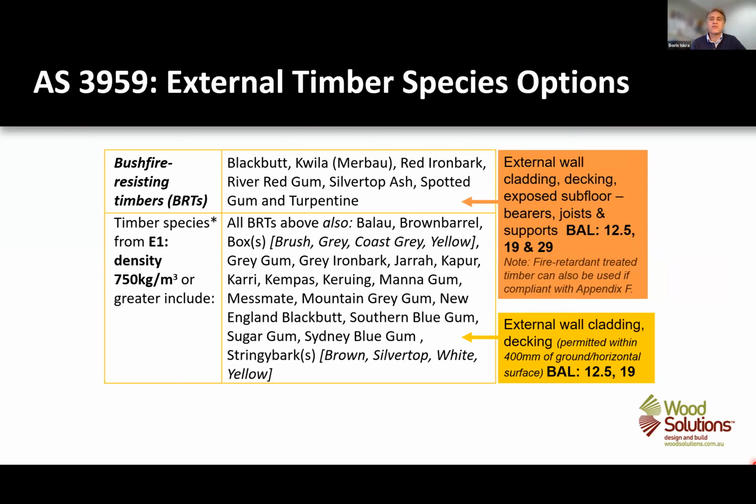That was in that 12.5 and 19 range. We have a suite of species that are listed as achieving up to and including the BAL 29 classification, but there's basically just 7 hardwoods as a deemed to comply solution. These are naturally occurring timbers with no additional treatments done to them.